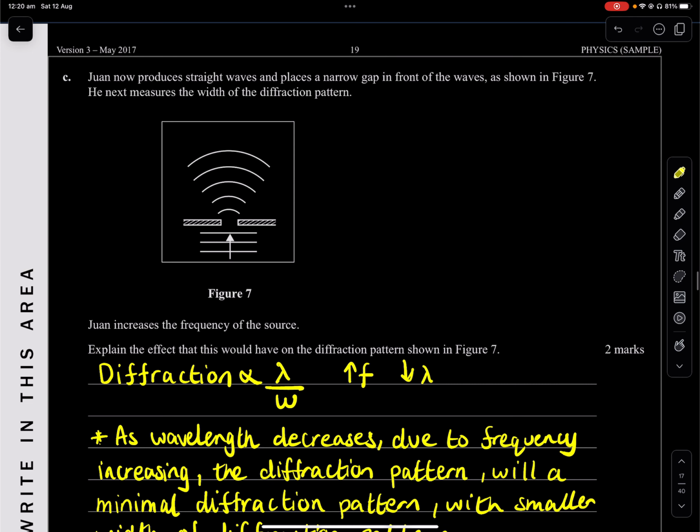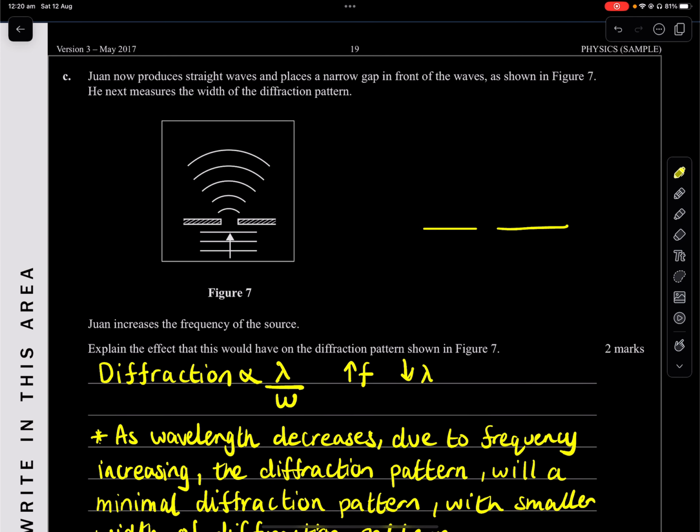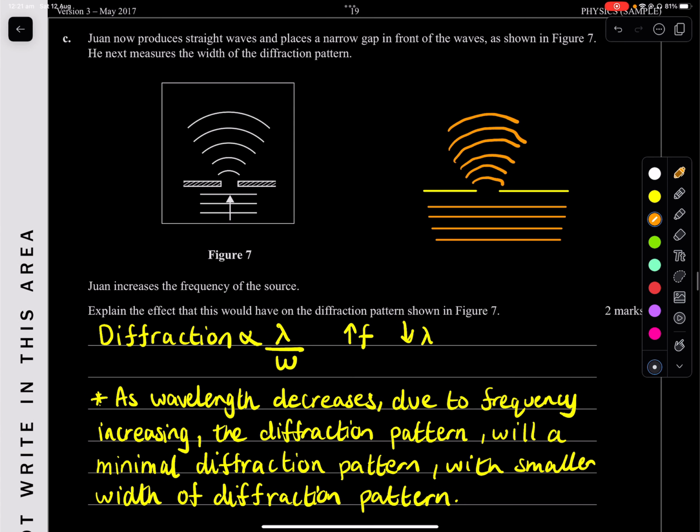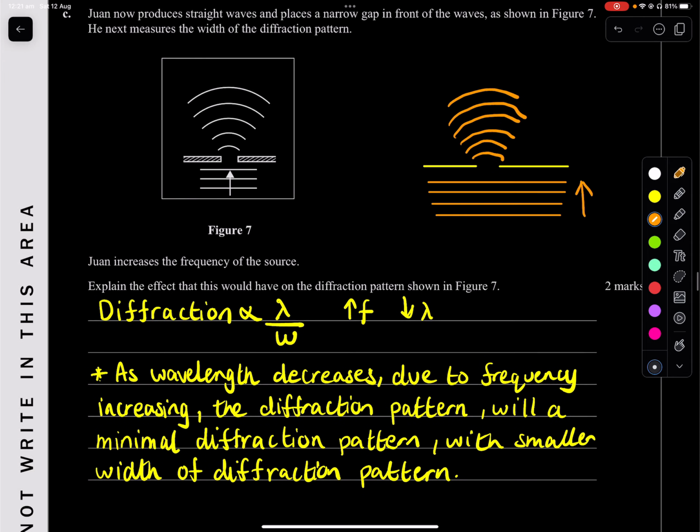It makes sense, because imagine drawing this, and you have these diffraction waves going in there. We've increased the frequency, which means the wavelengths are becoming closer to each other. The actual wavelength decreases. So as it closes, it's going to start to curve, but only minimally, not too much. Perfect.